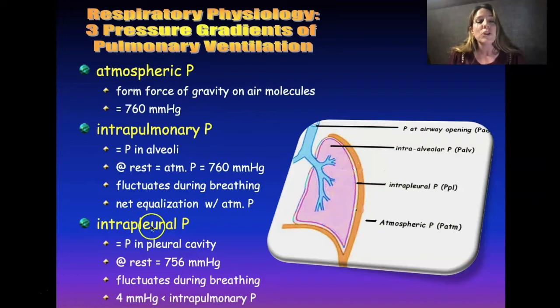The intrapleural pressure is always 4 millimeters of mercury below the intrapulmonary and atmospheric pressure. Now, it too can fluctuate during breathing, but on average, at rest, between inspiration and expiration, the pressure in the intrapleural cavity is 756 millimeters of mercury, 4 millimeters of mercury below that in the alveoli. This diagram will remind you of where we're talking about with the intrapleural cavity. Here are the lungs with the alveoli, and there's the thoracic cavity. The intrapleural cavity is where the lungs sit.